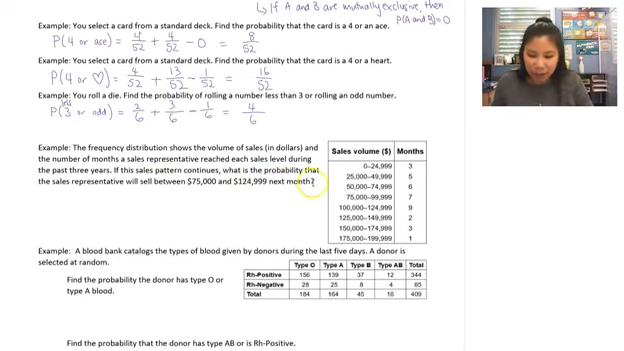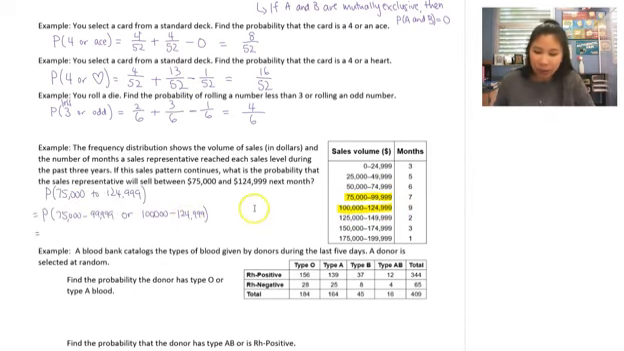So if they're asking about between 75,000 and 124, we're talking about these two ranges of numbers here. Because we don't care which one it is, we just want the 75,000 to 99,000 or the 100,000 to the 124,000, then we can just add those two probabilities together, knowing that you can't be in both categories at the same time.